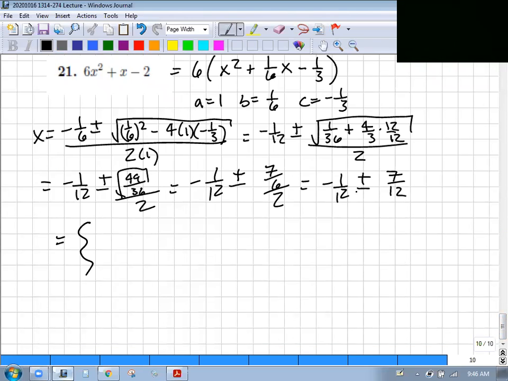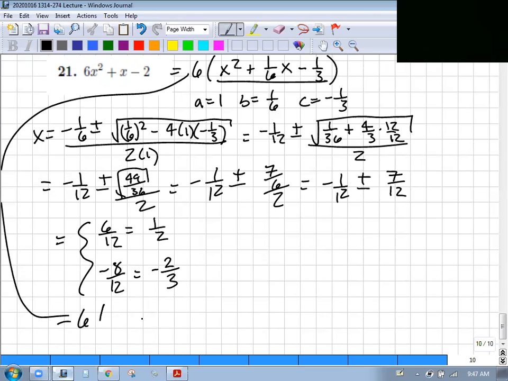So my two answers would be negative 1/12 plus 7/12, which would be 6/12, and negative 1 minus 7 would be negative 8/12. 6/12 is a half, and negative 8/12, dividing by 4, is negative 2/3. So that would tell me that this thing is 6 times, my factors would be x minus a half, and x minus a negative 2/3, or positive 2/3.